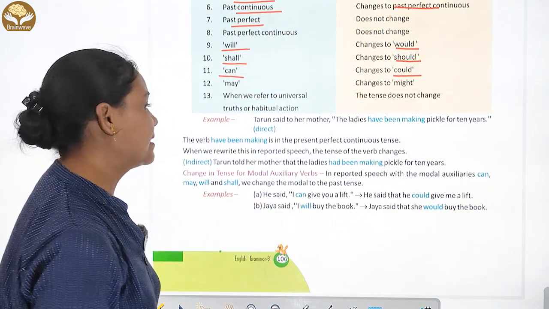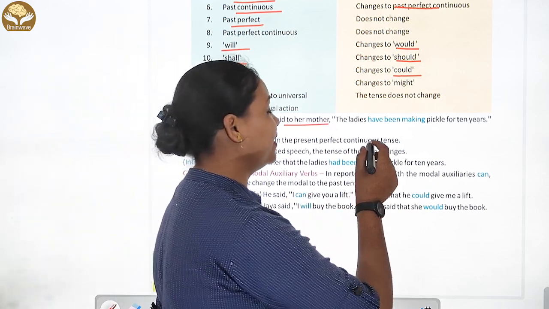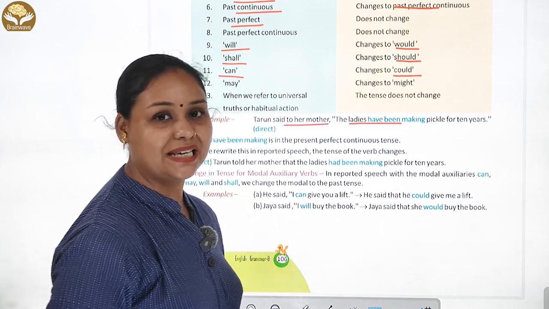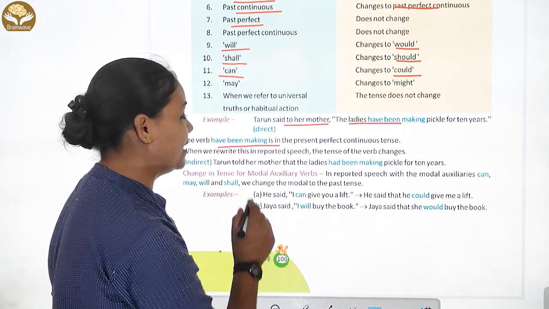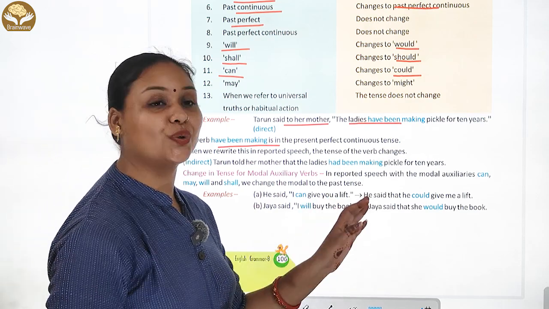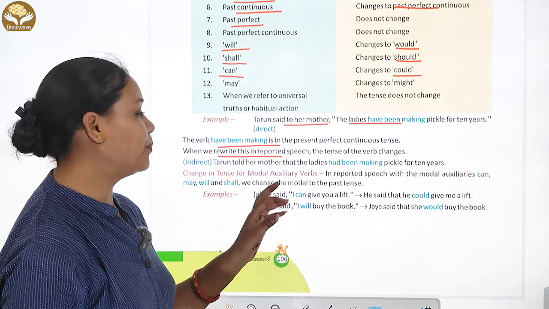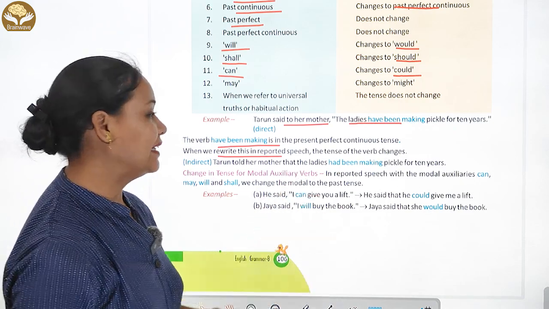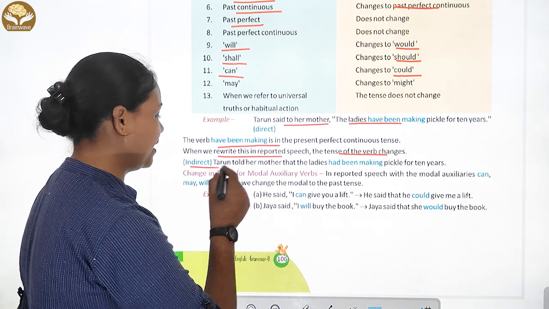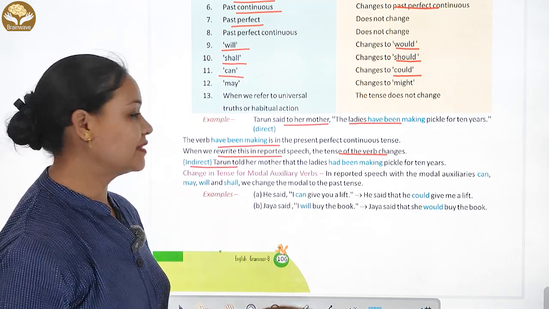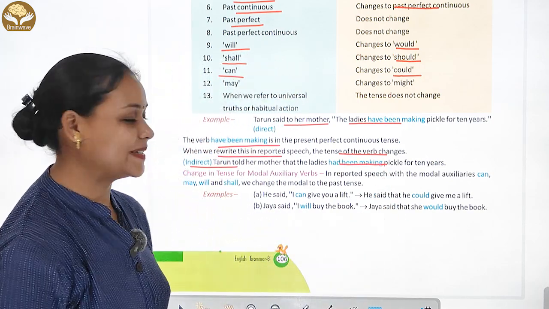अब example है, kids, Tarun said to her mother, तरुण ने अपनी मदर से कहा, inverted comma begin, the ladies have been making pickles for 10 years. So the verb have been making is in the present perfect continuous tense. When we rewrite this in reported speech, the tense of the verb changes. Indirect: Tarun told her mother that the ladies had been making pickle for 10 years.